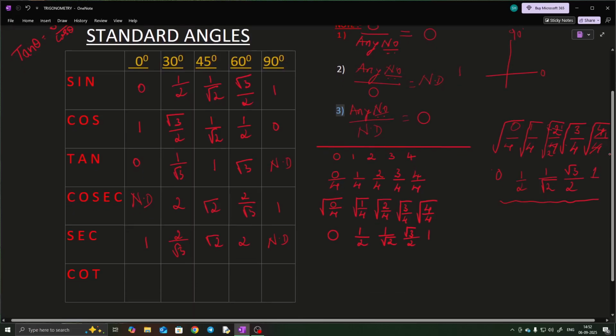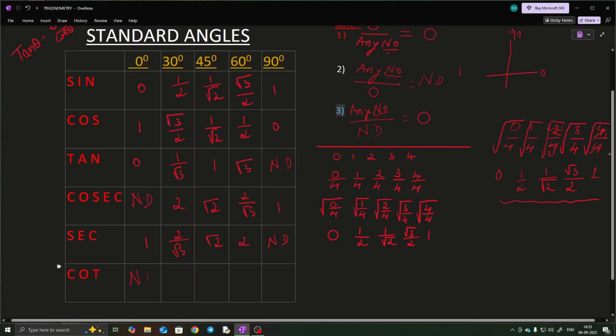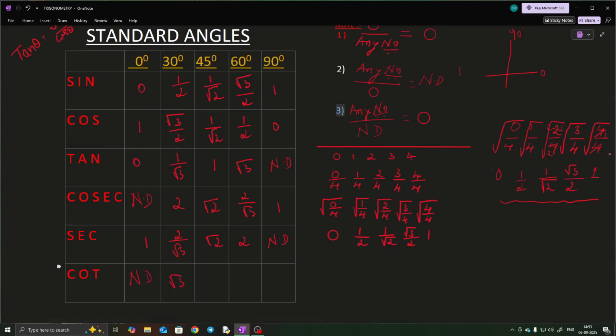So further, coming to the last part, about cot. Tan reciprocal is going to be cot theta. Tan 0 is 0 by 1, the reciprocal is any number by 0, that is called not defined. Next, tan 30 is 1 by root 3, so the reciprocal of it is root 3. Tan 45 is 1, the reciprocal of 1 is 1. Tan 60 is root 3, so the reciprocal is 1 by root 3. And here the last, tan 90, is not defined, so cot 90 is 1 by not defined. In a reciprocal, it becomes any number by not defined. Any number by not defined is equal to 0. So the last value is going to be 0.